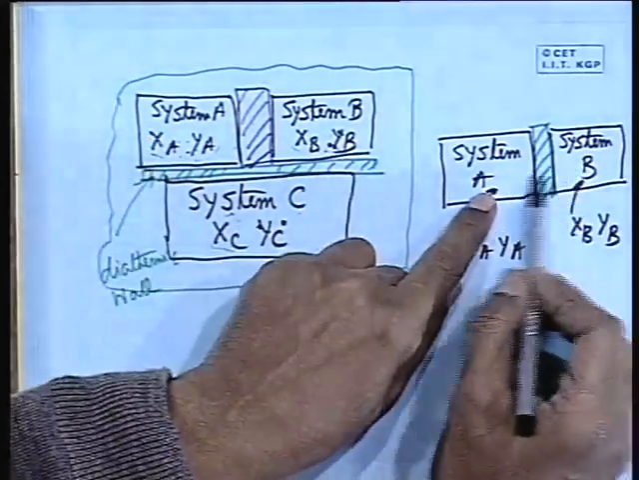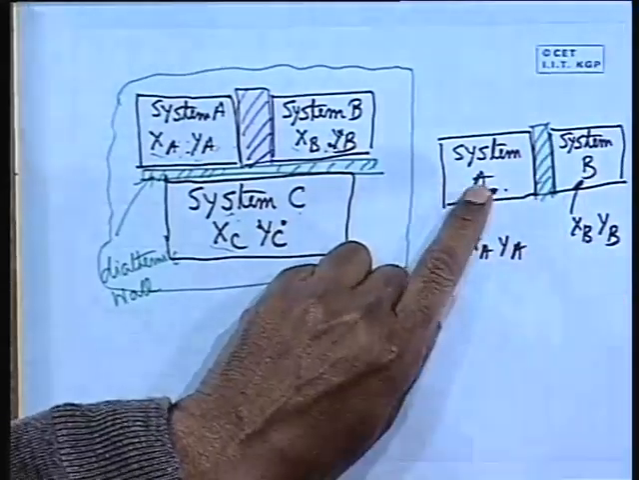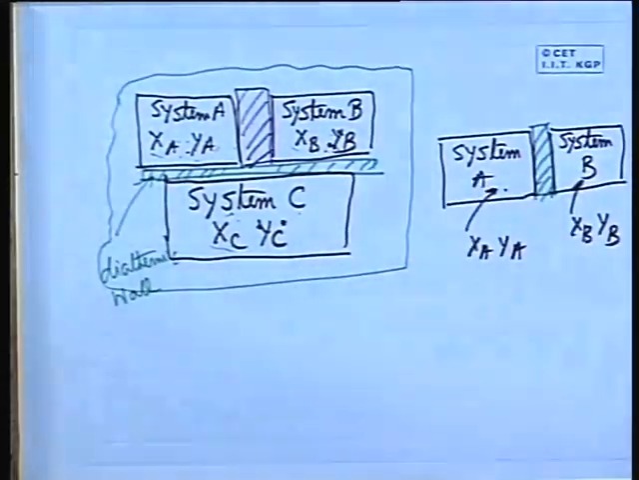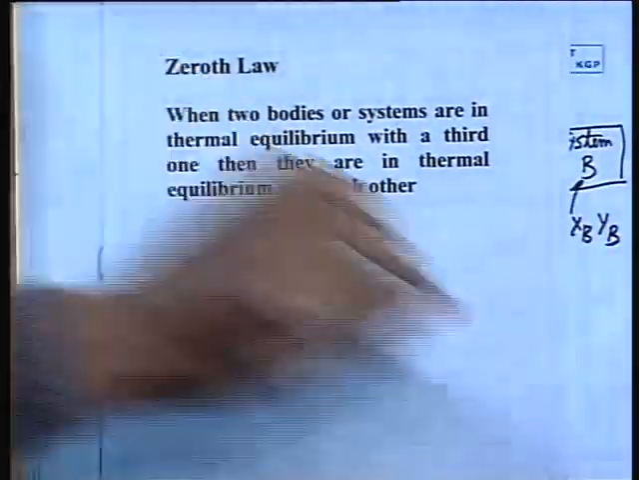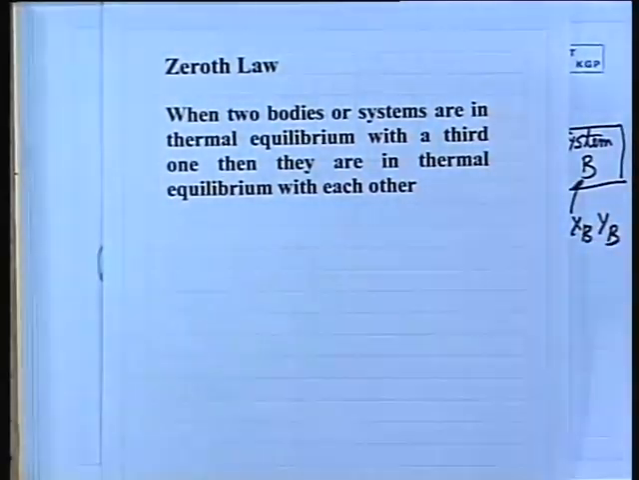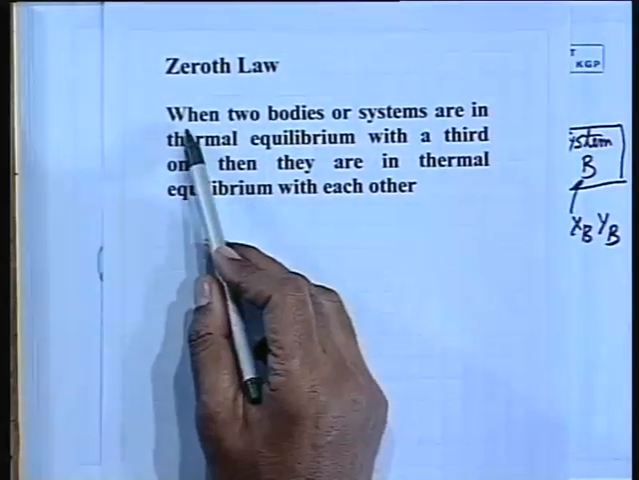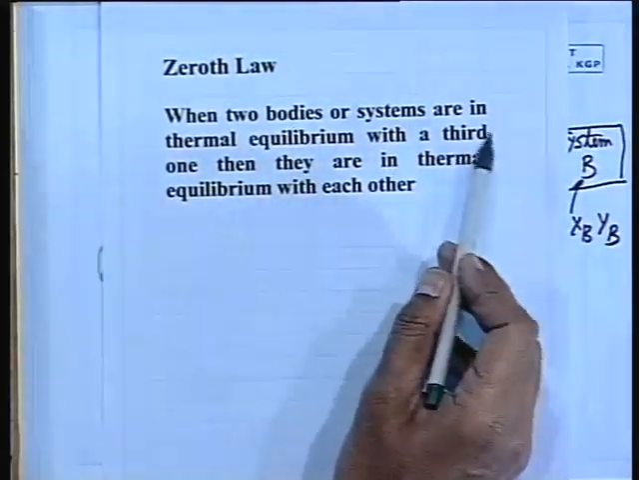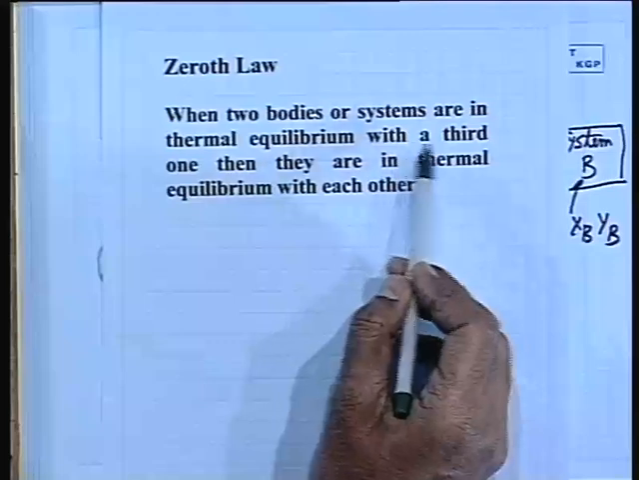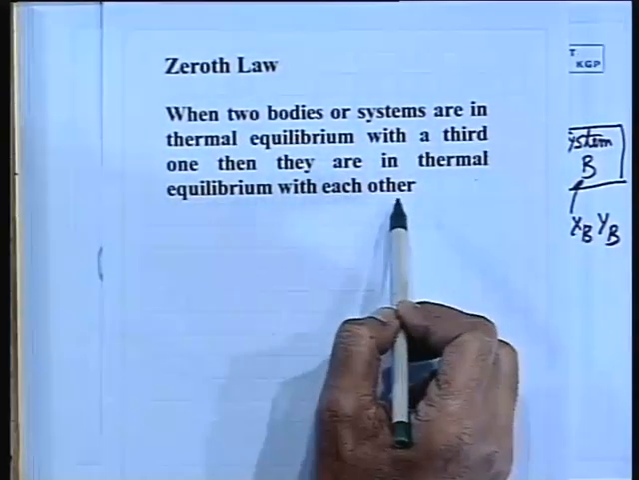Then if they are in communication with each other by a diathermic wall, their system does not change. This gives rise to the definition of Zeroth law. This phenomenon is known as the Zeroth law of thermodynamics, which is very important in classical thermodynamics, which gives the definition of temperature. What is Zeroth law? When two bodies or systems are in thermal equilibrium with a third one, then they are in thermal equilibrium with each other.